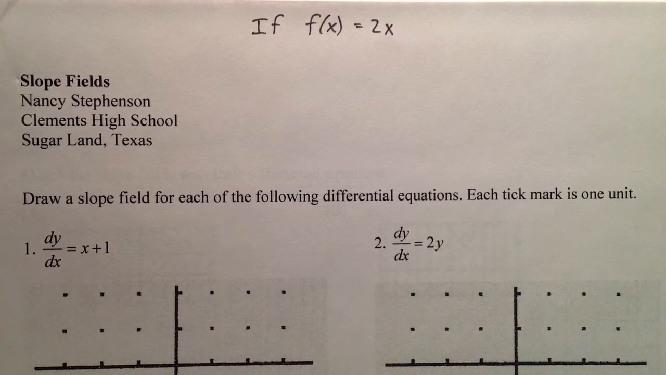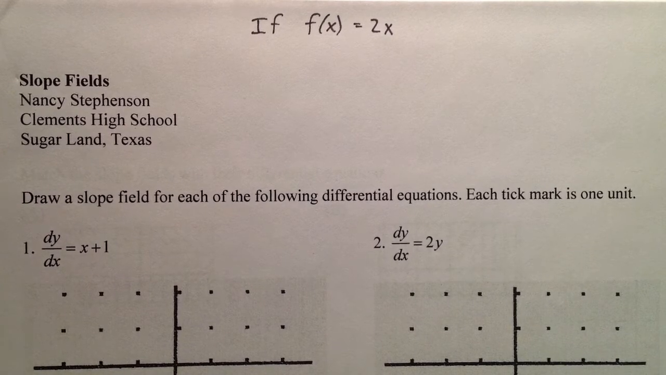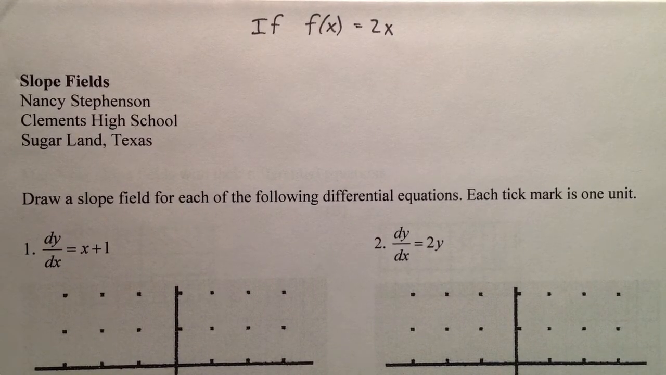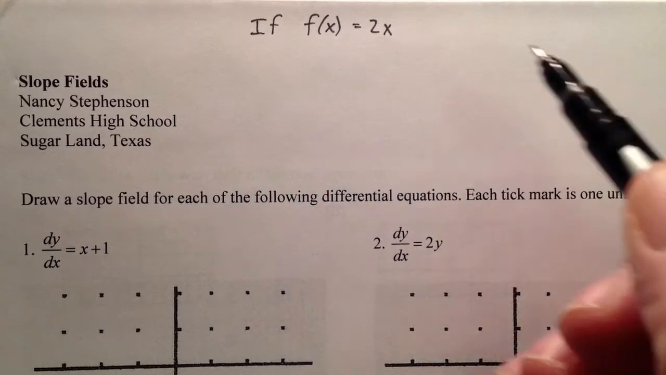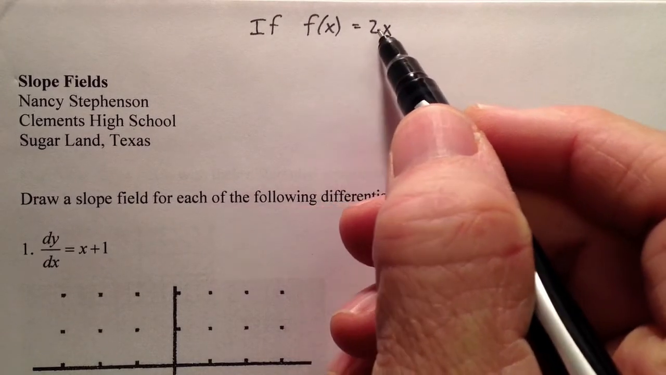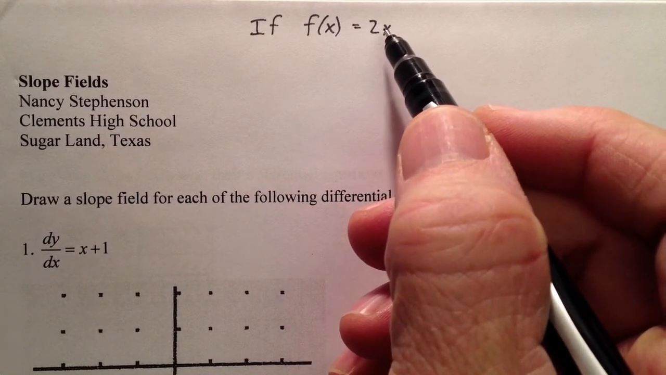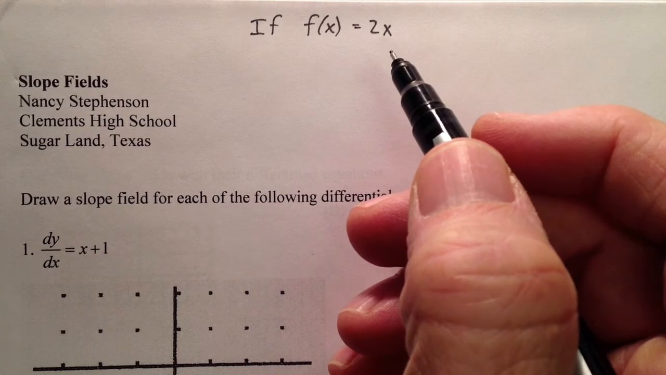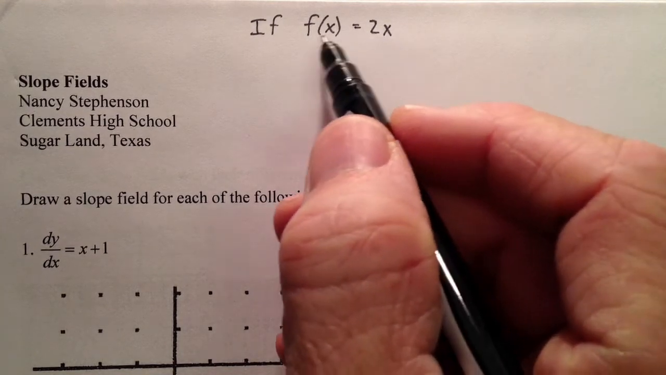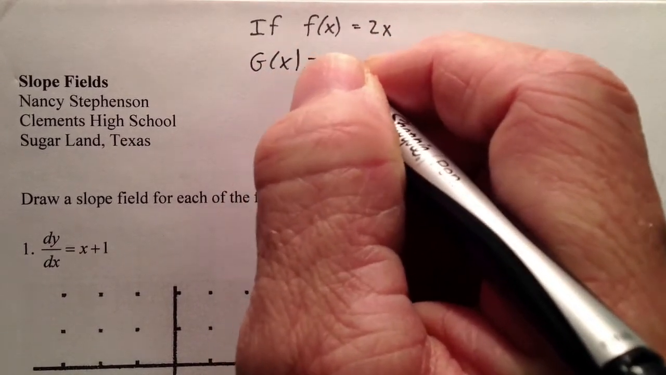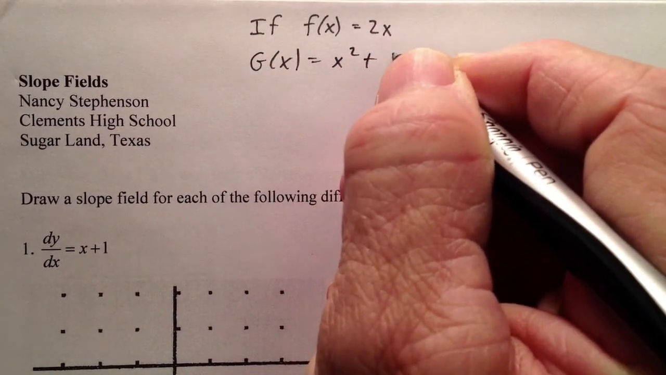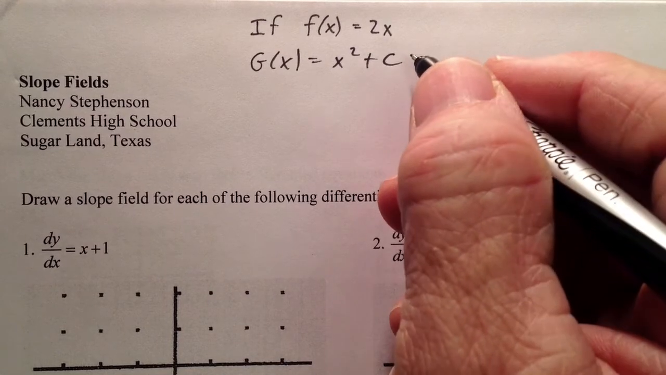I'm going to try to review the terminology that we're using here in Chapter 6, especially at the beginning of Chapter 6. So hopefully after a few days of doing these kinds of problems the terminology becomes second nature to you. So let's start with f of x equaling 2x. And you can represent the family of all antiderivatives of this function f of x equaling 2x by, let's say, defining g of x to be x squared plus c, where c is a constant.